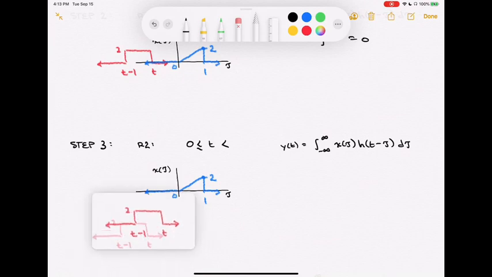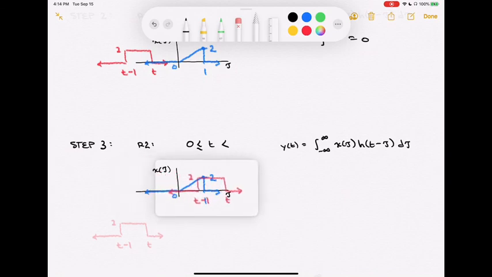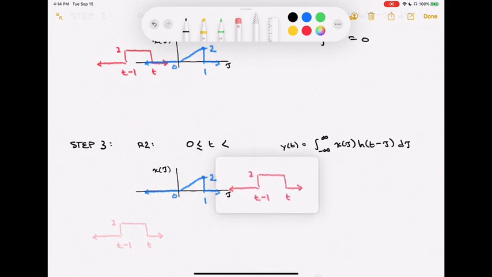So I'm going to grab this again. We had region 1, over here, where that pulse had not had any interaction with the x of tau pulse. Now we're starting where that rectangular pulse is entering the triangular pulse. When it's entering, it's going to have a particular form. At some point, though, that pulse is going to be exiting, and that exiting is going to be another region. And then we're going to have another region where that pulse has completely exited and is no longer having any overlap.